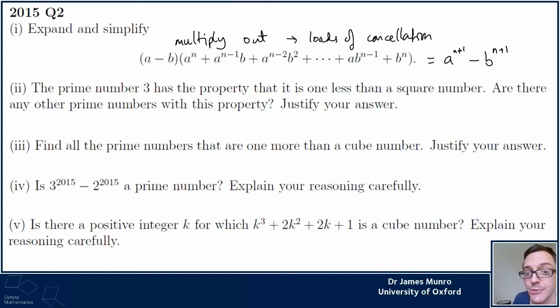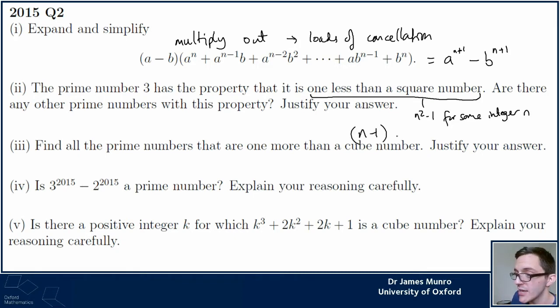Part 2, I'll just talk through part 2, I think. 3 has the property that it's 1 less than a square number. Are there any other prime numbers with this property? People in chat seem to be saying no, we think there's not any other primes with this property. Because if you're 1 less than a square number, then you are n squared minus 1 for some integer n. And n squared minus 1 famously factorises as n minus 1 times n plus 1, difference of two squares.